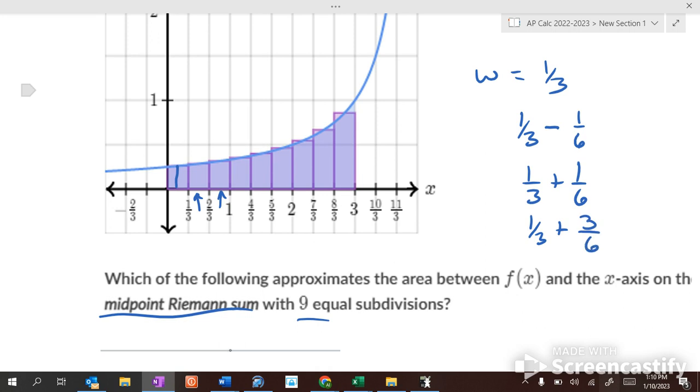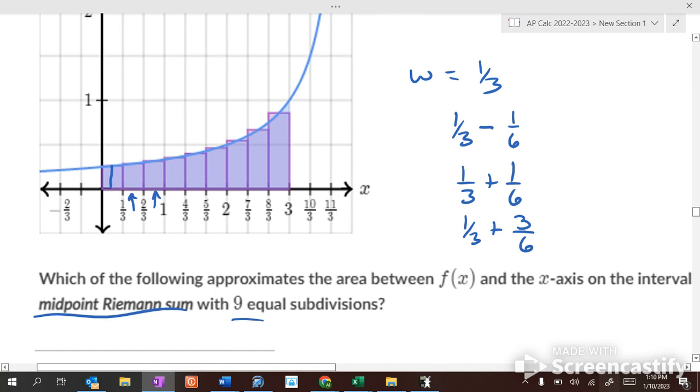So I add 3/6. What's happening each time if I'm at negative 1/6, then 1/6, then 3/6? How many sixths am I adding? I'm adding 2/6, which is 1/3. So basically, I'm taking 1/3 minus 1/3. No, I'm adding, okay.